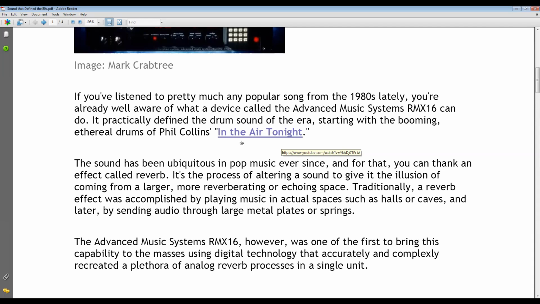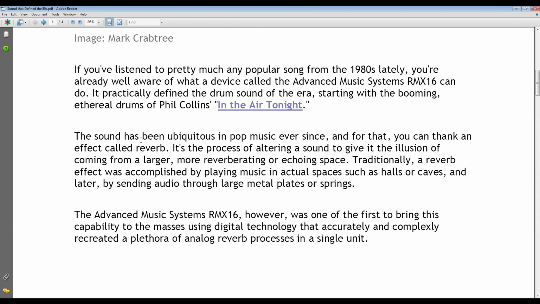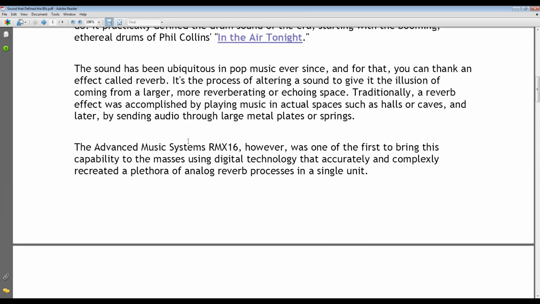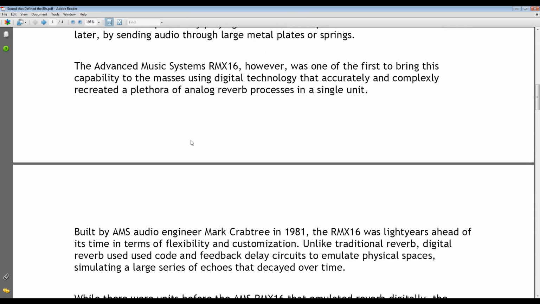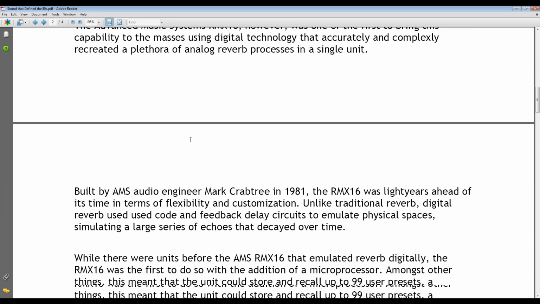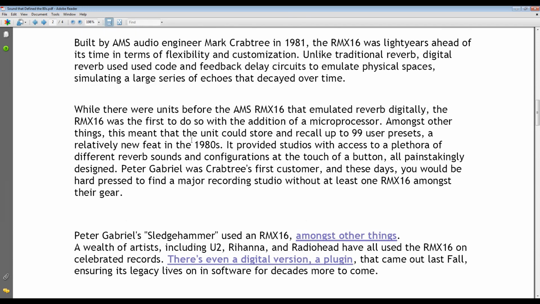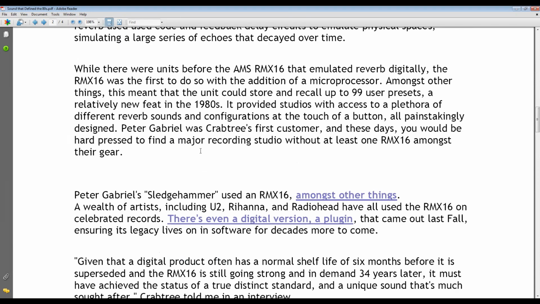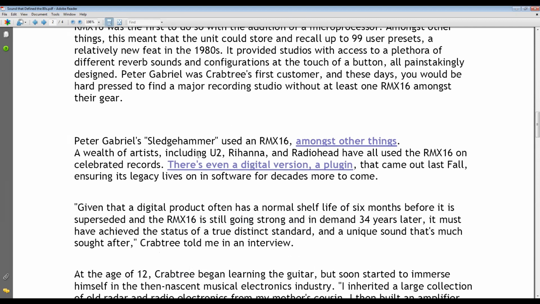And it's ethereal drums that the device created. But as the article points out, it's been ubiquitous, or frequently used, in pop music ever since. And they talk about the development of the technology and the man who built it, and so forth. I'll let you read this yourselves. He focuses on other artists like U2, Rihanna, Radiohead, who all have used the RMX16 on very celebrated records.